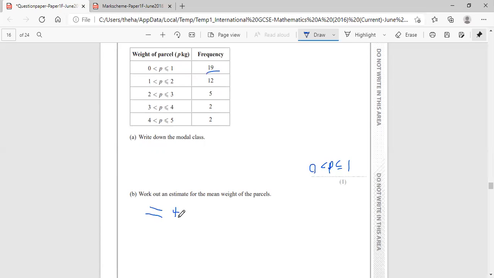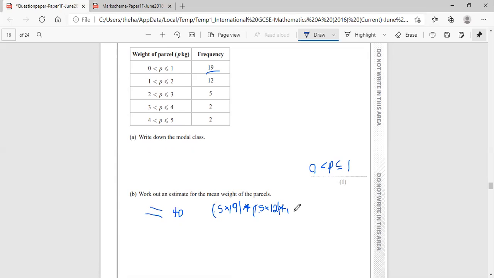So then what we're going to do is midpoint. So we're going to do 0.5 times 19, brackets around that. And then we're going to multiply that by 1.5 times 12. And then we're going to do this for all of them, brackets around each of them. And then we're going to divide it all by 40. And then that will give us the mean weight. Sorry, it's actually plus here, not multiply. Plus, so we need to add all the weights together.